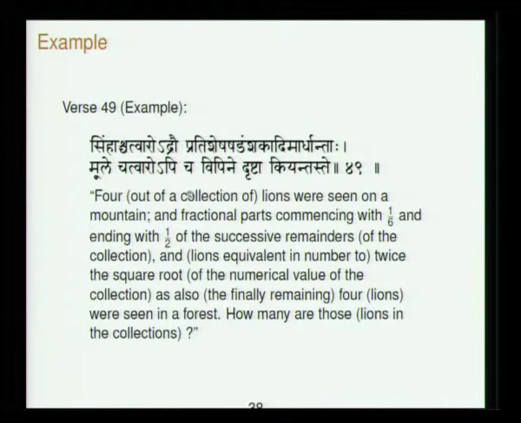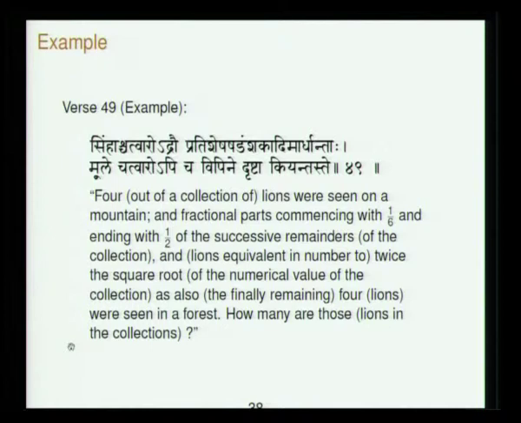simhas chatvarodro pratishesha shadamshaka dimardantaha mule chatvaropicha vipine drushta kiyantaste. Four out of a collection of lions were seen on a mountain, and fractional parts commencing with 1/6, pratishesha shadamsha, starting from that, and ending with half of the successive remainders, and lions equivalent in number to twice its square root, twice the numerical value of the collection, as also finally the remaining four lions were seen. Chatvaropicha kiyantaste, how many are those lions in the collection?